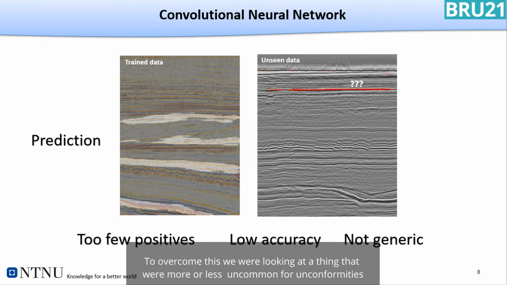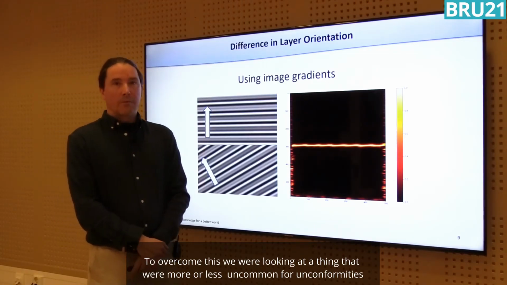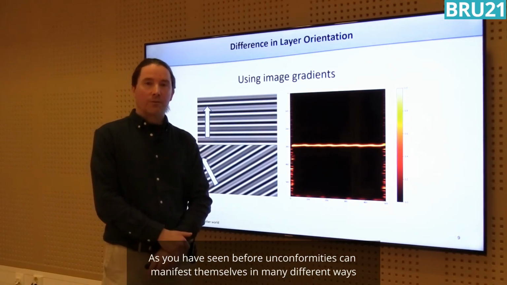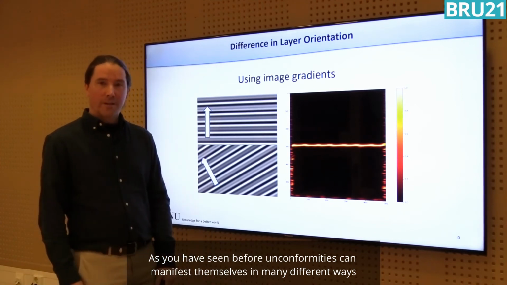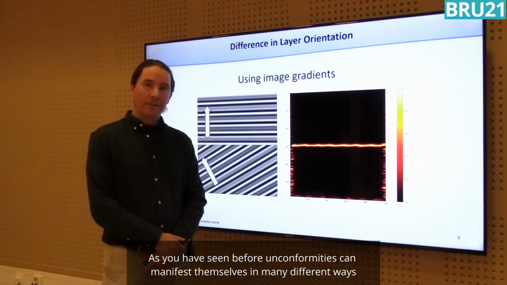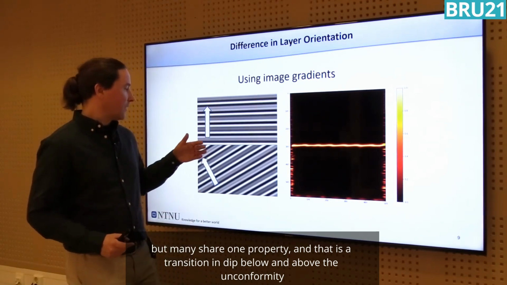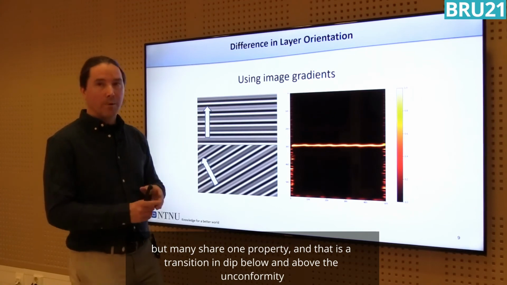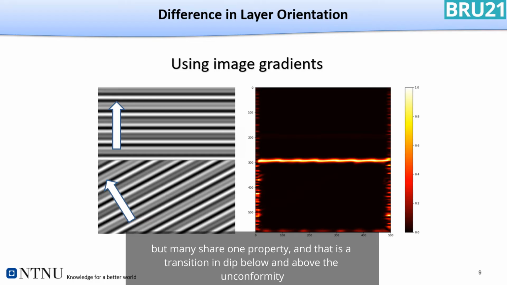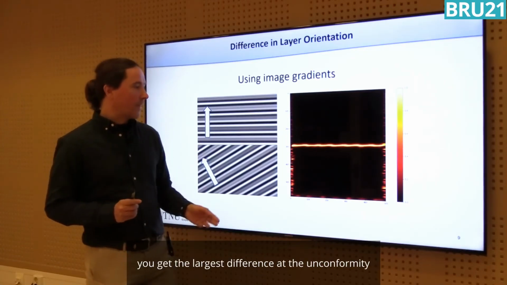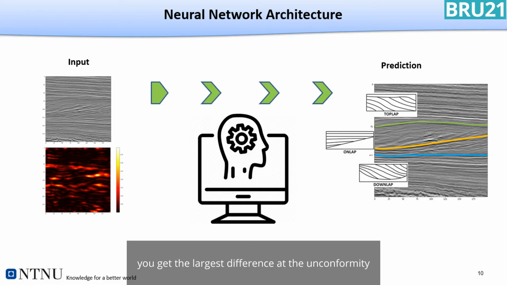Now, to overcome this, we were looking for something that was more or less in common for unconformities. As you've seen before, unconformities can manifest themselves in many different ways, but many share one property, and that is a transition in dip below and above the unconformity. So if you compute the difference in the orientation between the points below and the points above each point, you get the largest difference at the unconformity.